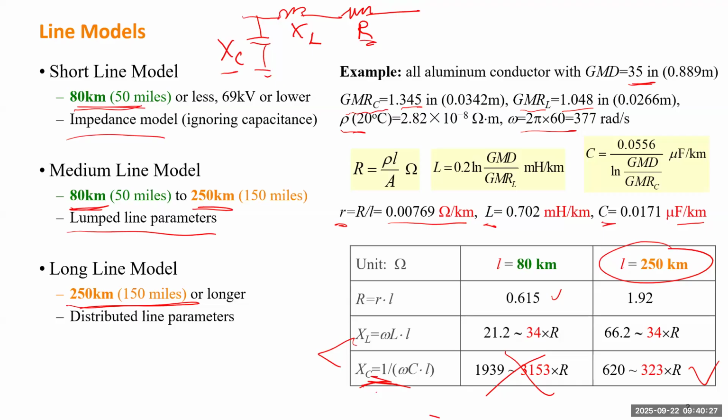So if the conductor has a very large size, a very large radius and a very large value of GMR, you can even reduce R. That's why for high voltage lines, R can usually be ignored in some cases. So the conclusion is, when the line becomes very long, we need to consider maybe all of them.